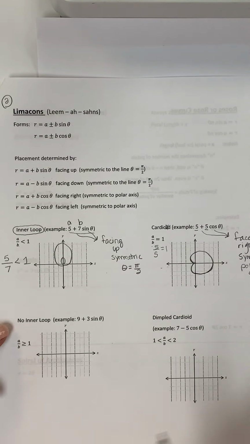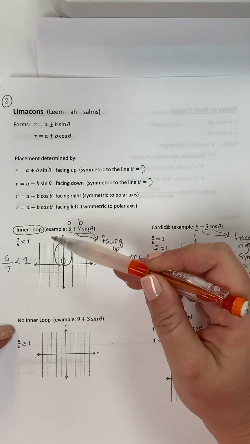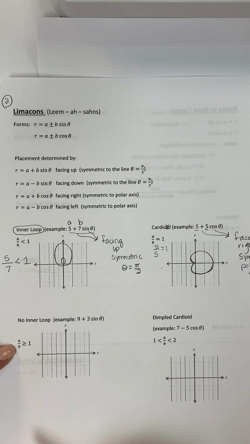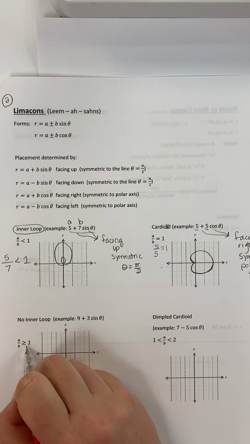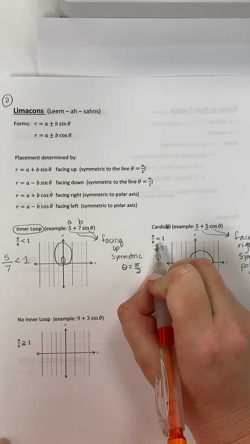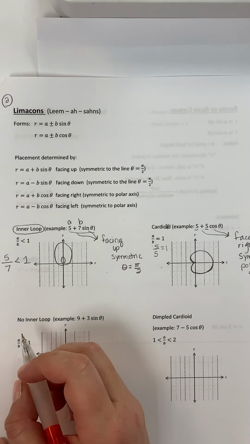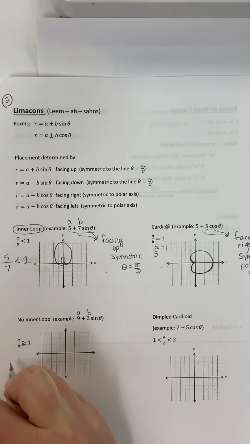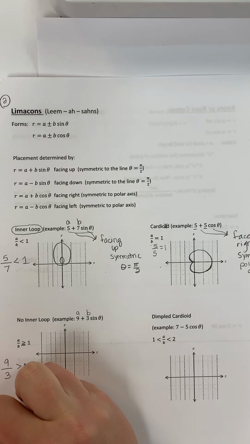All right, next one has no inner loop. So it's gonna look a lot like this, almost like a circle or a little egg a little bit. No inner loop. This occurs when that A-B ratio is greater than 1. Now I know this says equal to 1. It really shouldn't be. This is what happens when it's equal. But if it's greater than 1, that's what happens, okay? So if I take, here's my A, here's my B, 9 over 3, that is definitely greater than 1.